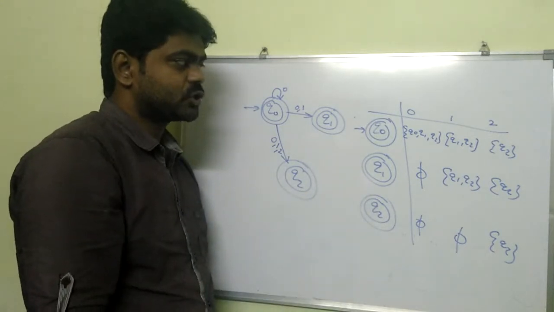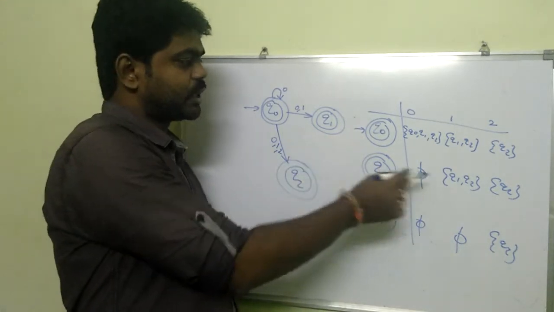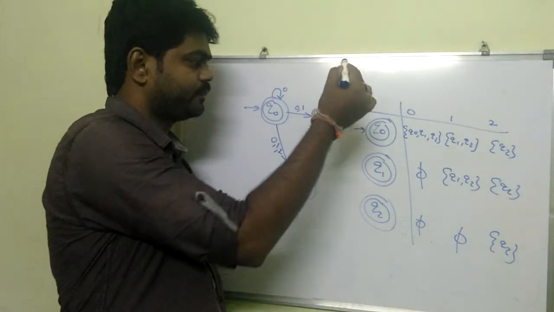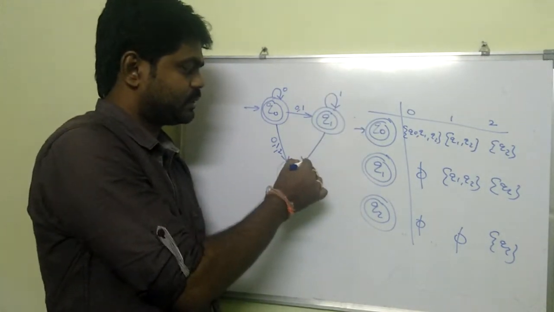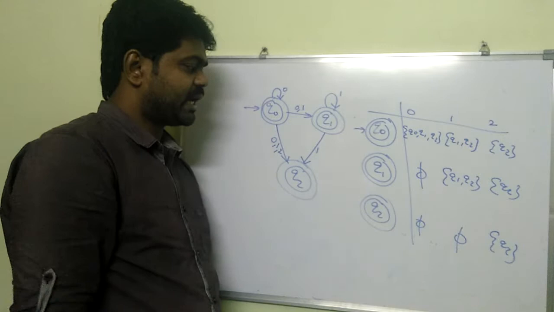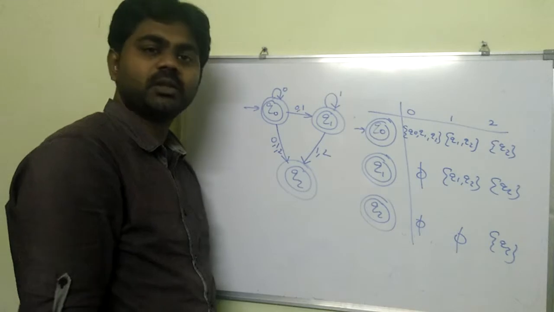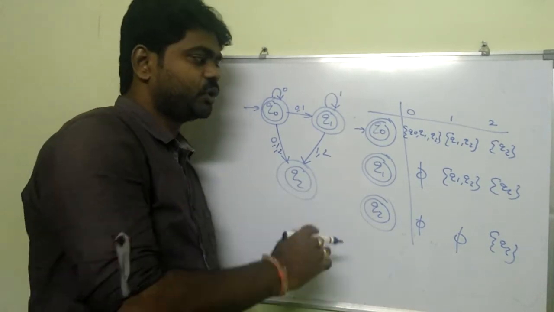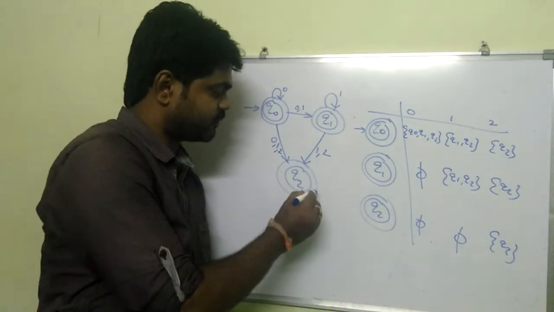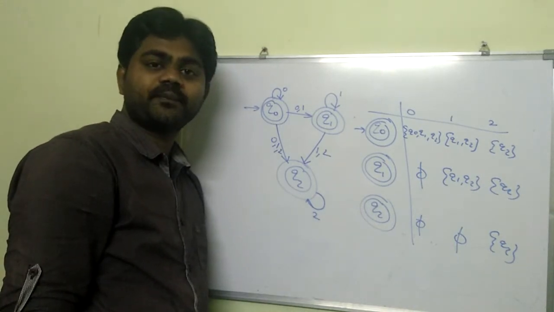Now come to Q1. So Q1 on 0, do you get anything? No, null, right? So leave it. Q1 on 1, I am going to Q1 comma Q2. So Q1 on 1 I am going to Q1 comma Q2. Next, Q1 on 2 I am going to Q2, so 1 comma 2. Next, Q2 on 0 I will get null. Q2 on 1 I will get null. Q2 on 2 I am going to Q2, so self loop. So this is my final NFA without epsilon.